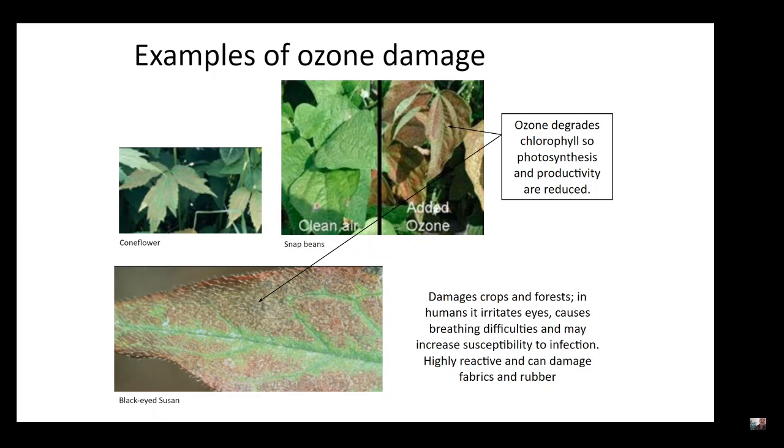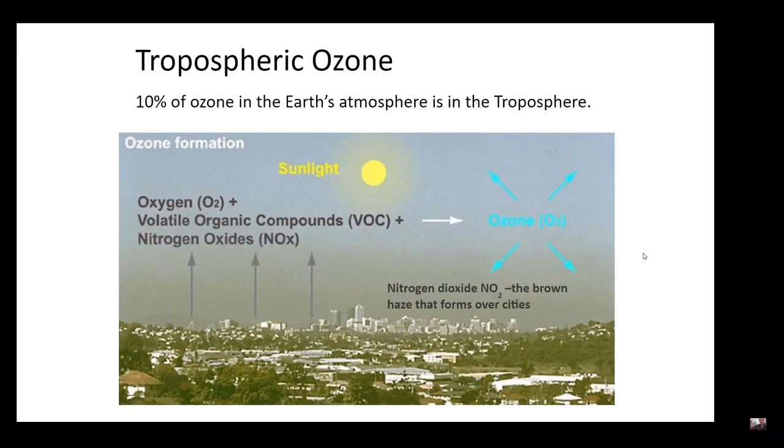Ozone, just to continue this on, right? Ozone degrades chlorophyll, so photosynthesis and productivity are reduced. It damages crops and forests, and in humans, it irritates eyes, causes breathing difficulties, and may increase susceptibility to infection. It's highly reactive and can damage fabrics and rubber. So ozone is not a pretty thing when it's down here in the troposphere.